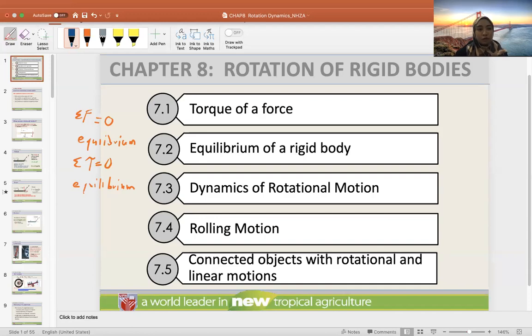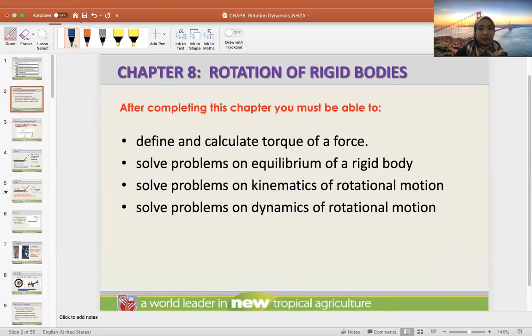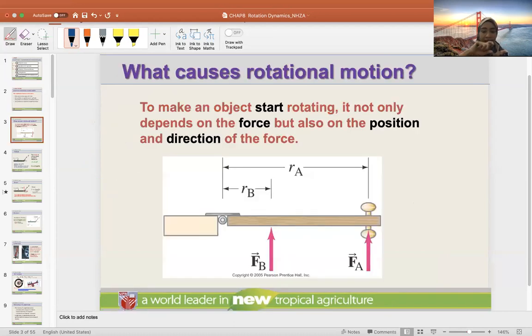Let's talk about torque in more detail. After completing this chapter, you must be able to define and calculate torque, solve problems on equilibrium, solve problems on kinematics of rotational motion, and solve the dynamics of rotational motion. Don't worry, we'll talk more on that. Okay, what causes a rotational motion?